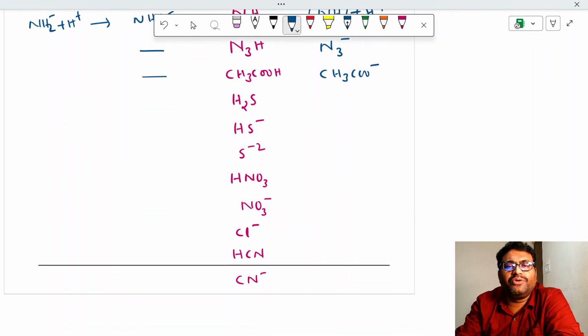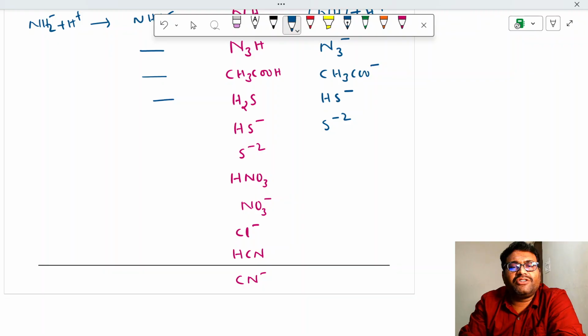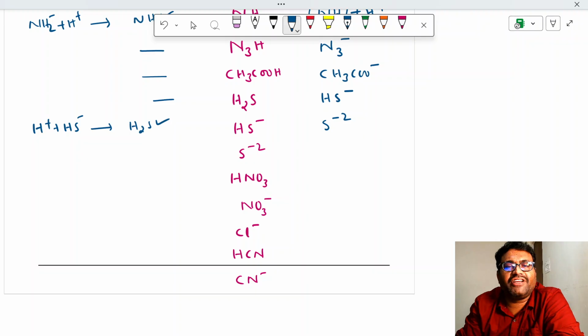In the same way, can you remove a proton here? Yes, HS minus. Is there a possibility to add hydrogen to this? No. HS minus: is there a possibility to remove a proton? Yes, it can convert into S minus 2 after removal of a proton. So can you add hydrogen to this? Yes, a proton. If it is added to HS minus, it converts into H2S. So H2S is the conjugate acid of HS minus. So HS minus can act as both acid as well as a base.